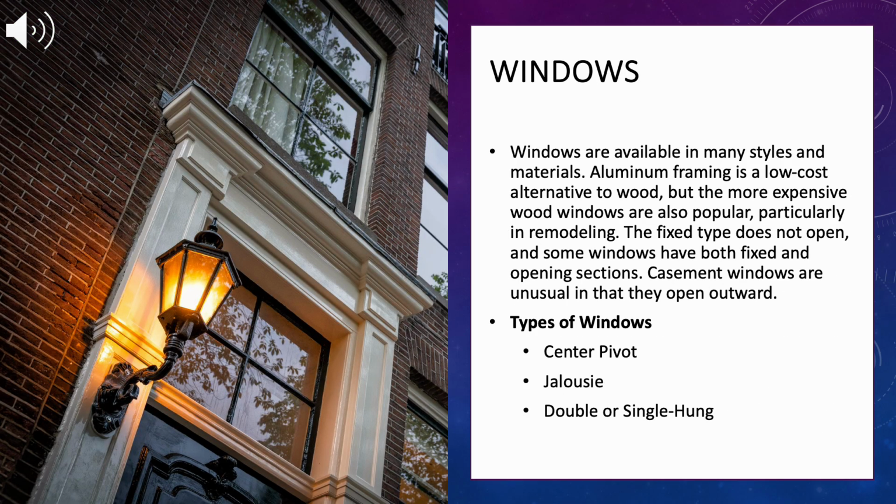Windows. Windows are available in many styles and materials. Aluminum framing is a low-cost alternative to wood, but the more expensive wood windows are also popular, particularly in remodeling. The fixed type does not open, and some windows have both fixed and opening sections. Casement windows are unusual in that they open outward. Types of windows: center pivot, jalousie, double or single hung.